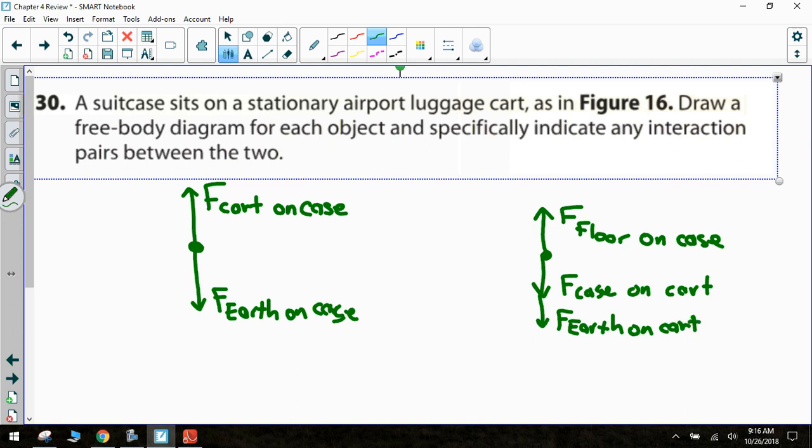What I was seeing is a lot of people were missing one of these two arrows. So don't forget to include not just your contact forces, but also your field forces. And don't forget to put your phones away while I'm talking. Unless you want me to take your phones.